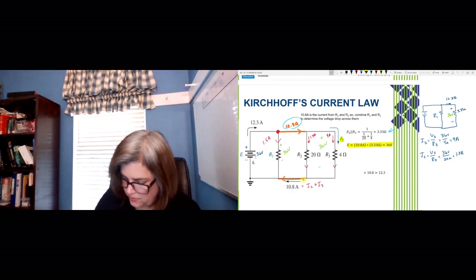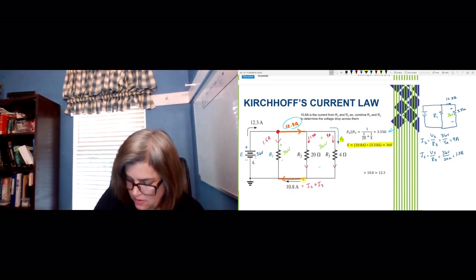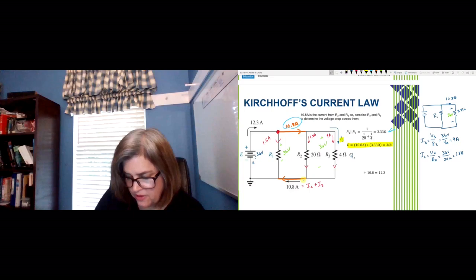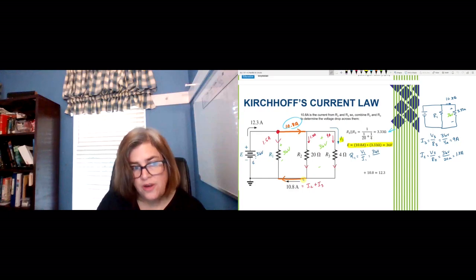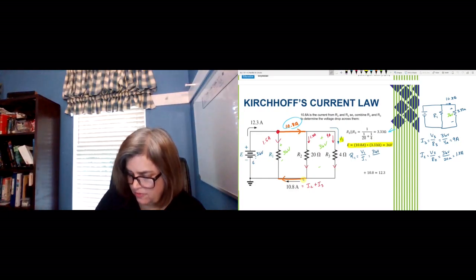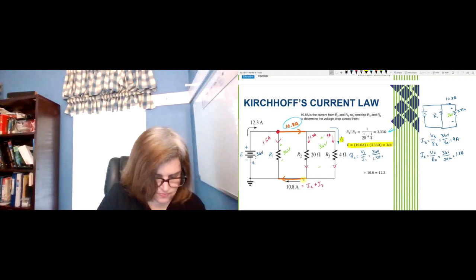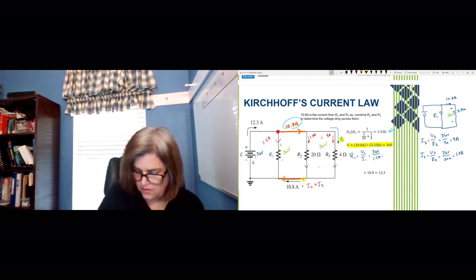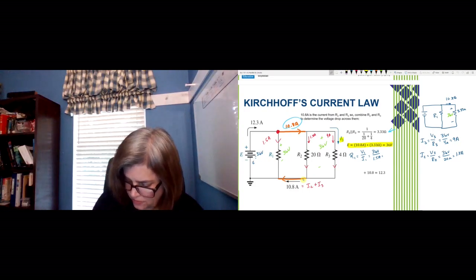All right, so what do I do next? Let's find R1. Ohm's law says R1 is going to be V1 over I1. I just figured out that I've got 36 volts across R1, and I must have 1.5 amperes through there. So that means that must be 24 ohms.